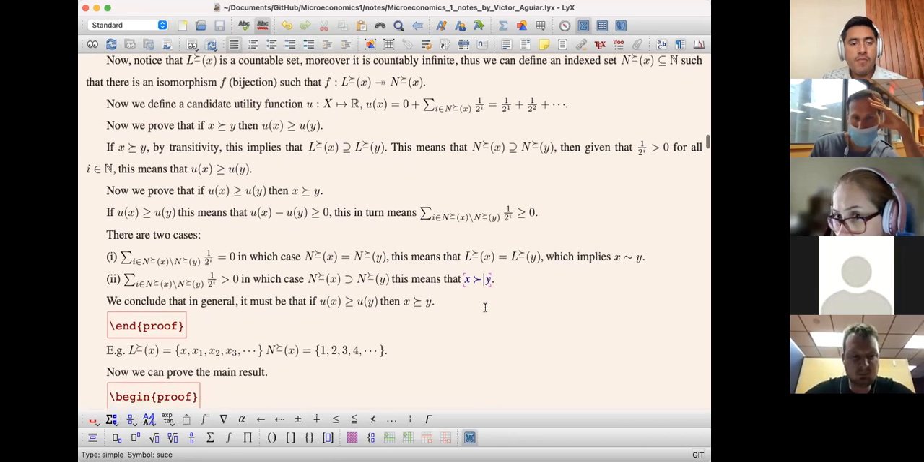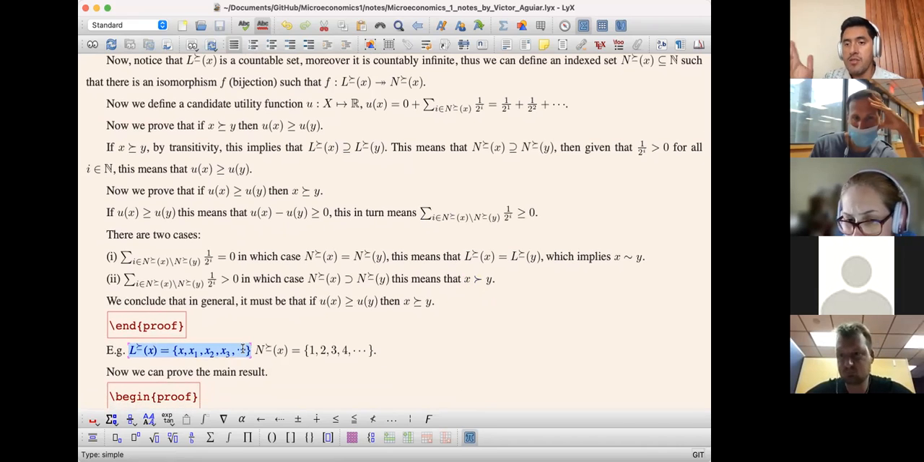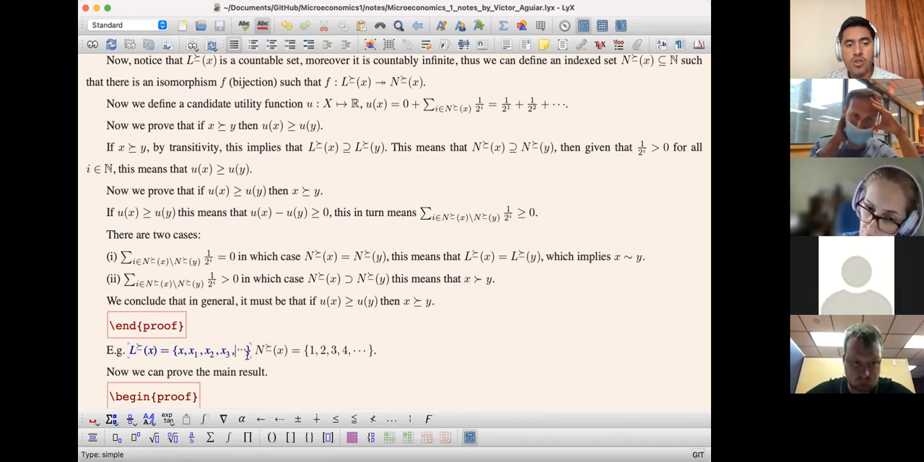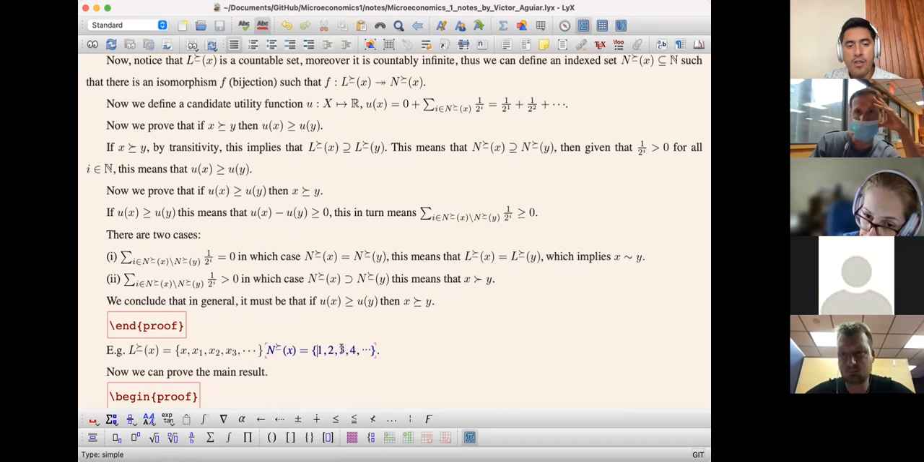So now, here there is an example. Hopefully that illuminates the question by Irina. So imagine this vector x1, x2, x3, ... These are the vectors that I described of bread and butter fractions. And now the corresponding index is 1, 2, 3, 4, ... and there is a bijection. So for each vector on the left, there is an index number on the right, one to one.